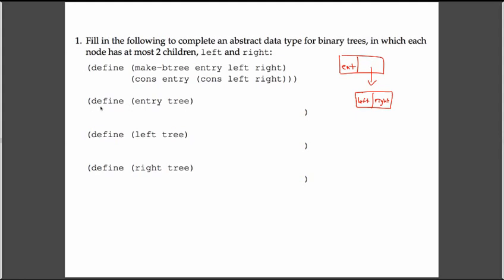All right, so define entry tree. We're defining a selector for tree, and we want to be able to return the entry, given that it was built with cons entry, cons left, right. So how do we get the entry from a tree if it looks like this? Our tree variable is going to point to something that looks like this. Well, the entry is stored in the first element, so how do we get things out of the first element? Just with car tree.